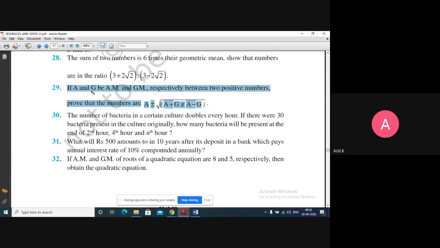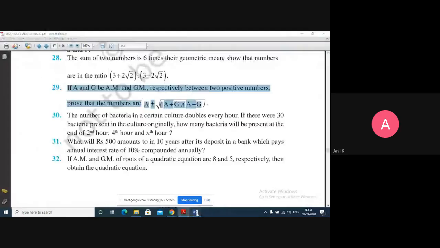Let A and G be the arithmetic mean and geometric mean respectively between two positive numbers. Prove that the numbers are A plus or minus under root (A plus G) into (A minus G). Capital A is the arithmetic mean, and capital G is the geometric mean between two positive numbers.